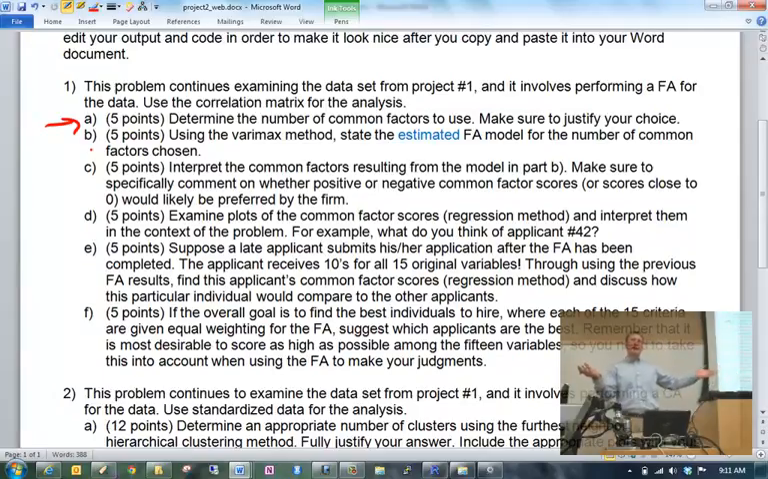So, kind of as a test review, how could you determine how many common factors to use? You could do PCA first, but I'm looking for, let's say, a final number of common factors. Sorry if that wasn't clear there. The final number of common factors.